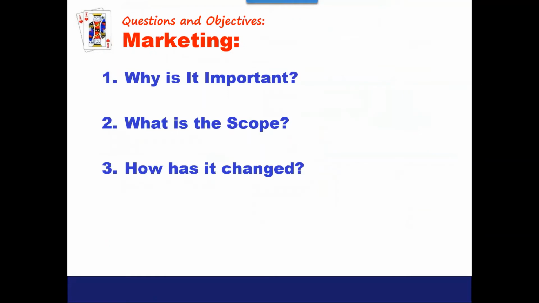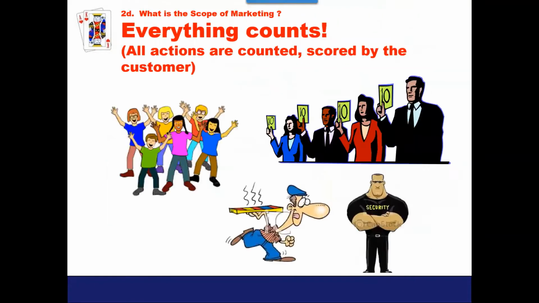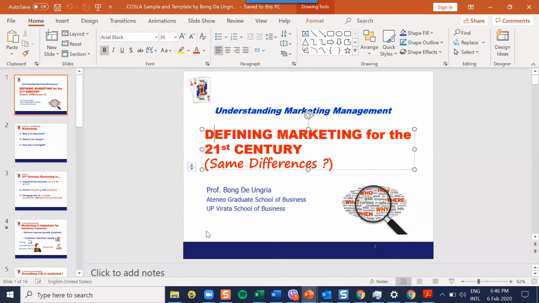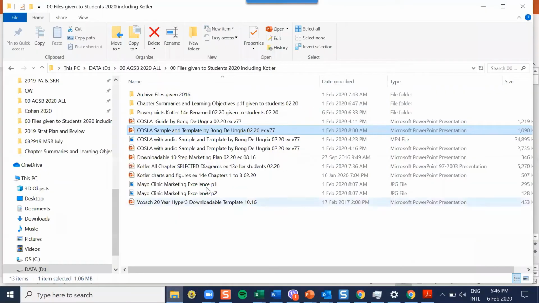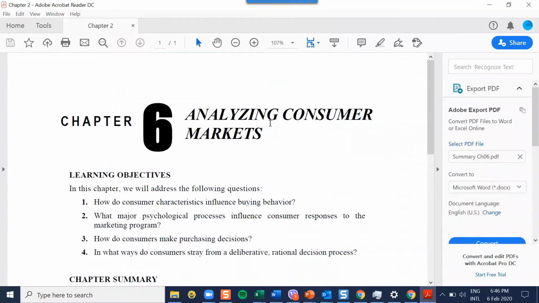So again, use the guide in the Convince Steve Jobs lecture which we did last week, and just use this template. What do I mean using this template? You don't need to use any other thing. If your chapter is Chapter 6, then your title is analyzing consumer markets, okay?